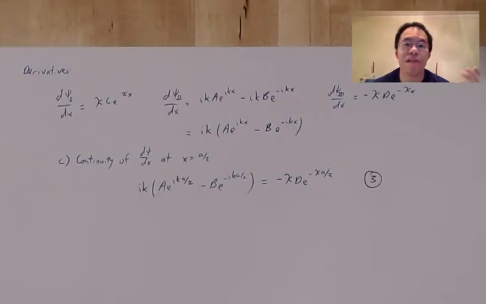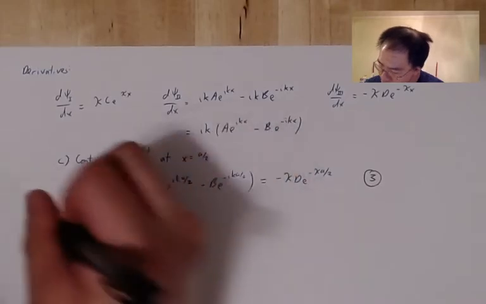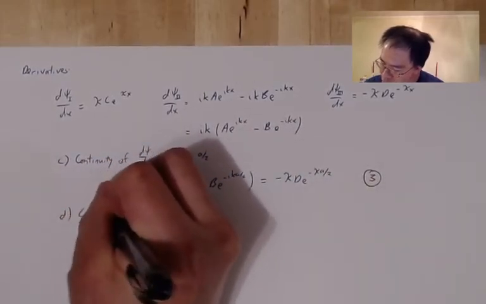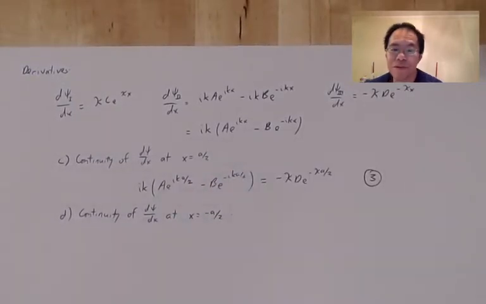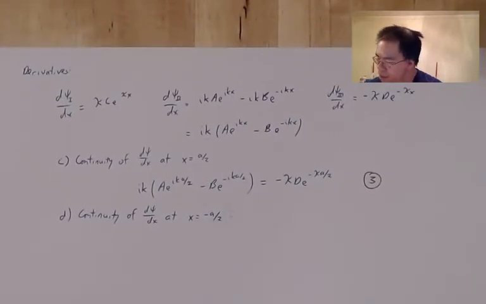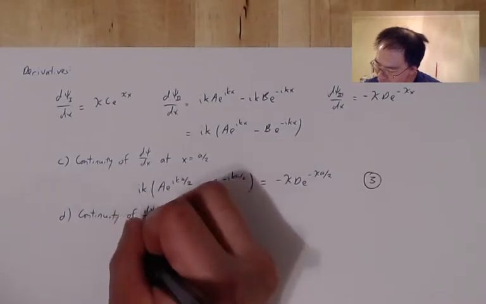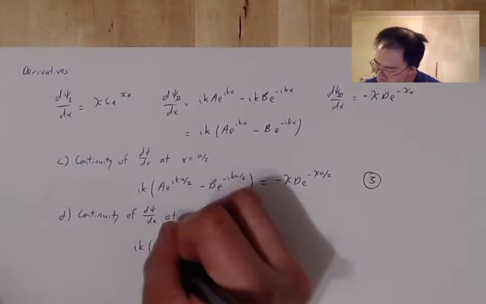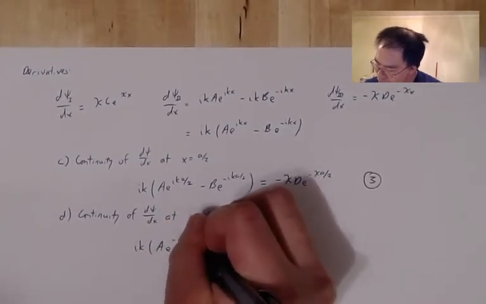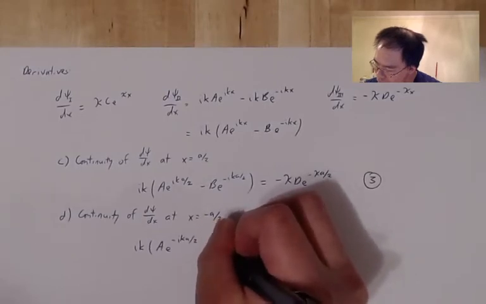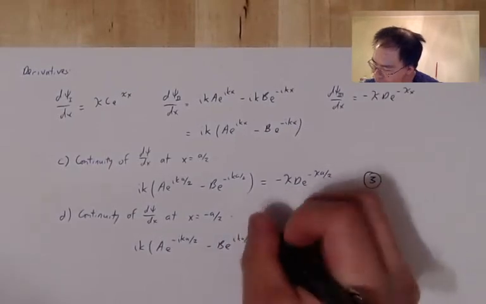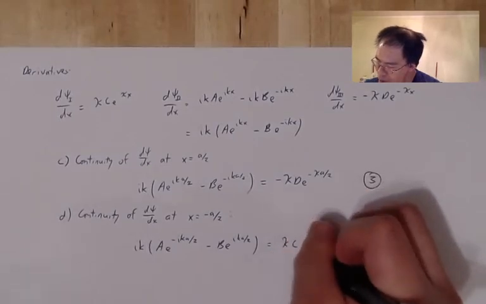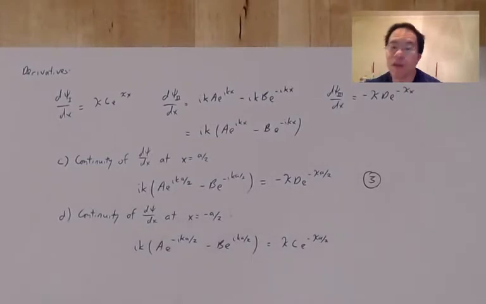And the last one we need to do is continuity of my derivative at minus a over 2. So I'll call that D, continuity of d psi dx at x equals minus a over 2. Now I need to stitch up regions 1 and 2. So start with region 2 again. That gives me ik, I plug in minus a over 2 here, so a e to the minus ika over 2 minus b e to the, so minus a over 2 times minus i gives me a plus ika over 2. And that equals kappa c e to the minus kappa a over 2.